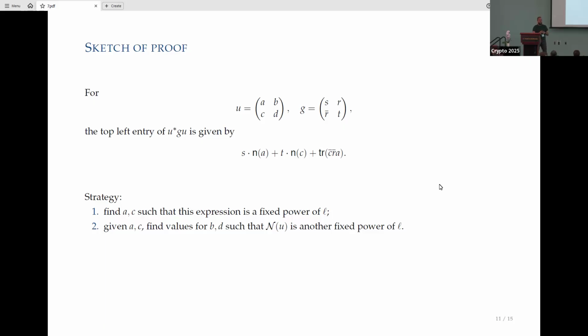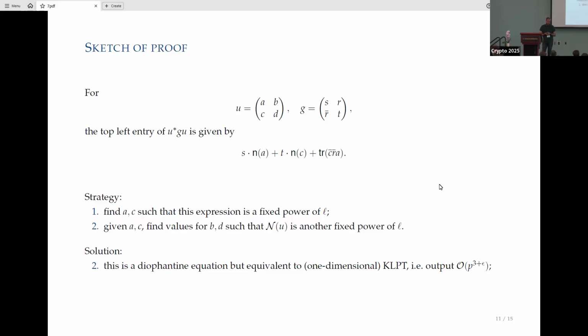So due to this freedom of the second column of U not really being part of the top entry, we can split this up into 2 pieces. And then the solution is most clear if you take the second condition first, and that's a Diophantine equation, but it's actually completely equivalent to one-dimensional KLPT. So we know how to solve this. That's pretty cool, and we have algorithms for that.